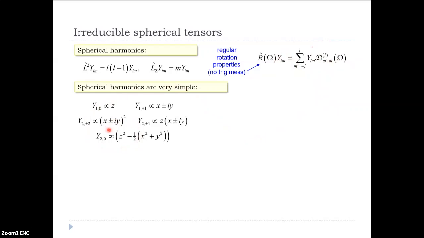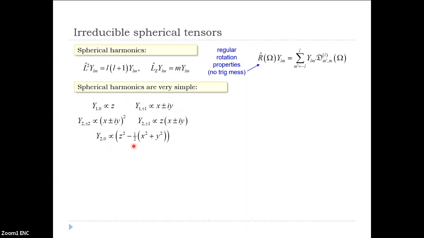The Cartesian expressions are here. So Y10 is just proportional to z, and Y1±1 is just x ± iy. So they are fairly simple Cartesian polynomials. And these polynomials, as I've explained, by some good luck, just happen to have super regular rotation properties, easy to rotate. And what we want is spin operators that would be easy to rotate.